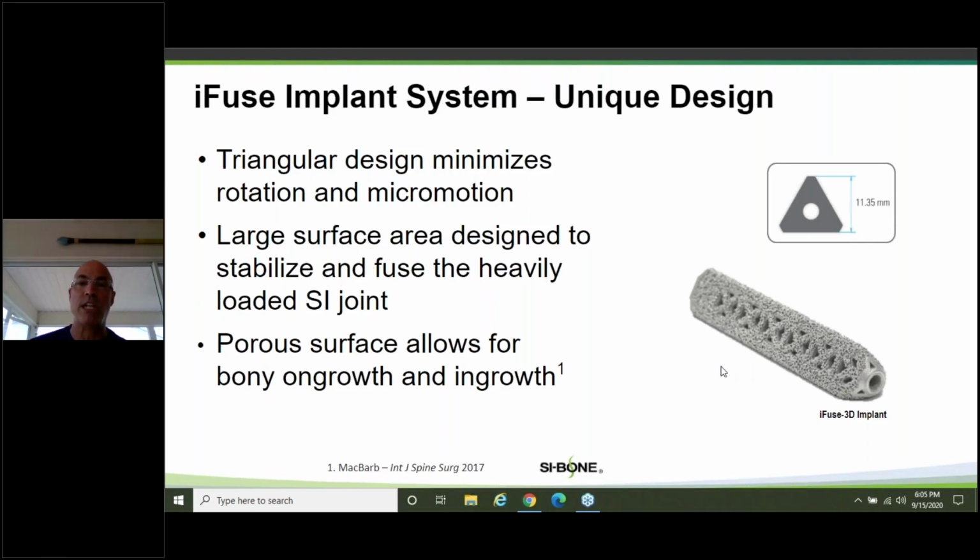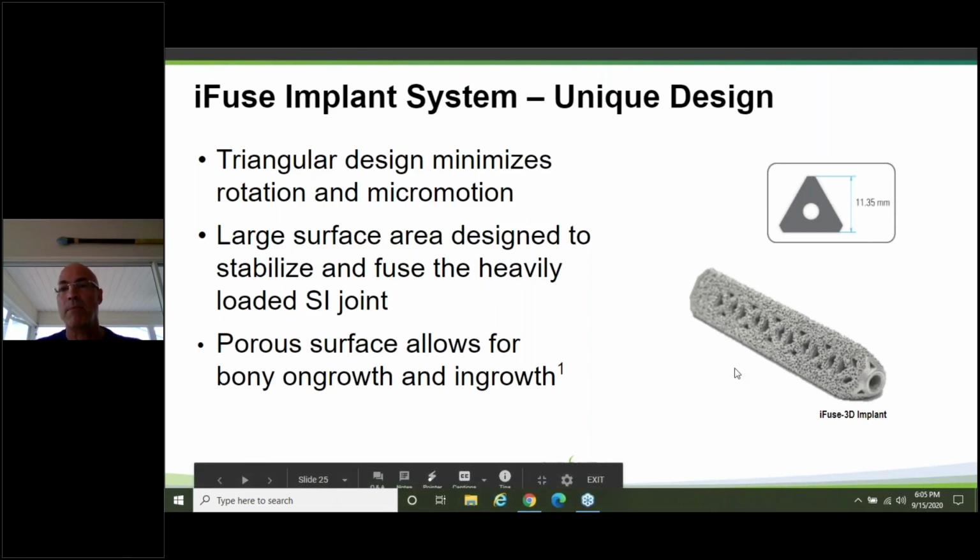So as I was mentioning at the beginning of the talk, the SI joint is the shock absorber for the spine. This really stabilizes the SI joint so that there's no movement. The other thing to mention, there are now, because of the success, in my opinion, of the iFuse implants, there are a lot of mimicking products.